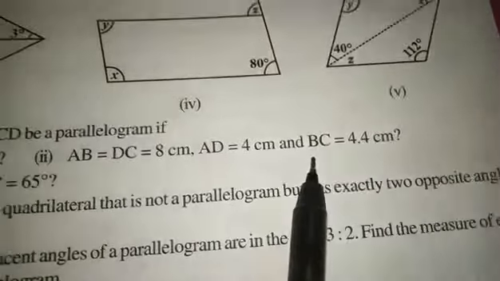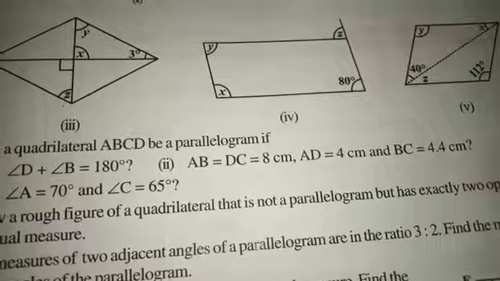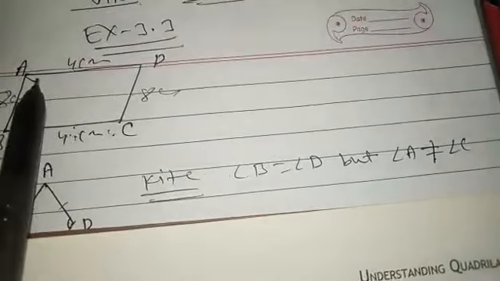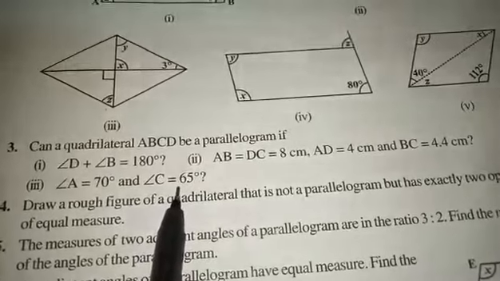Next, condition 3, you see, angle A 70 degree and angle C is 65 degree. Is it possible or not? You see the figure. Angle A is 70 degree and angle C is 65 degree. We know that opposite angles are equal in parallelogram, but why we put the different value of A and C? So this condition will not follow for parallelogram. So it is clear, you can write the answer.